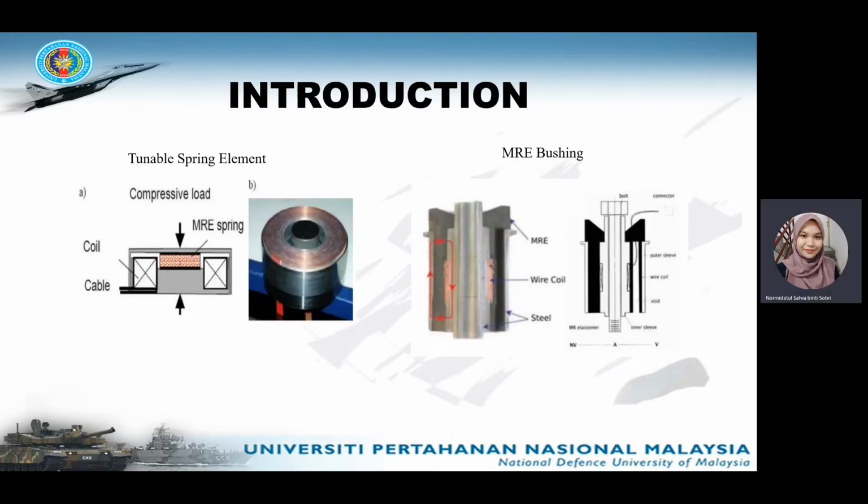So these are the uses of MRE in impact mitigation application. The first one is the tunable spring element, where the MRE is located between the coil. And the next one is the MRE bushing, where the MRE is also located near the wire coil due to the magnetic field.